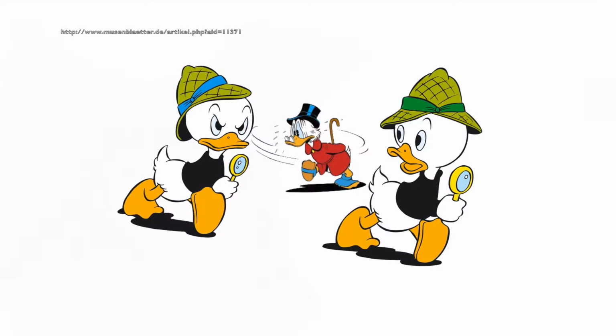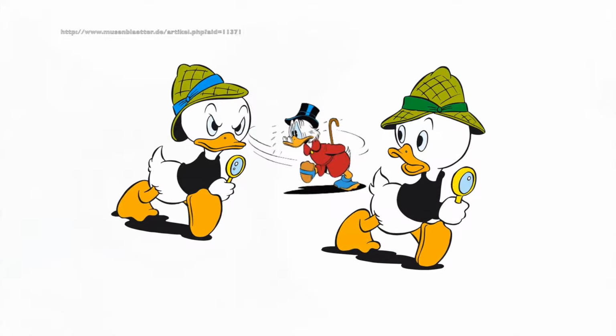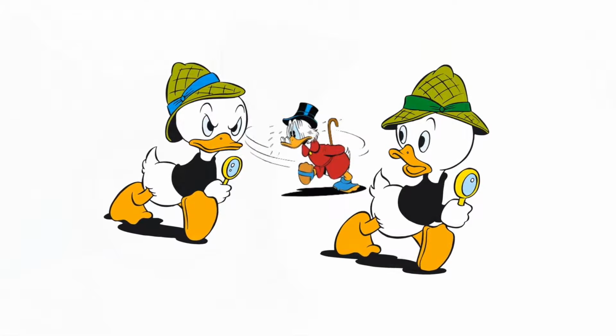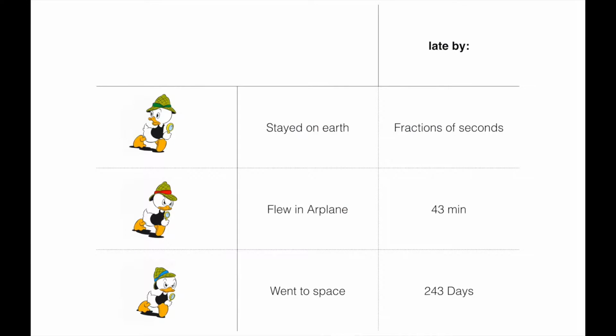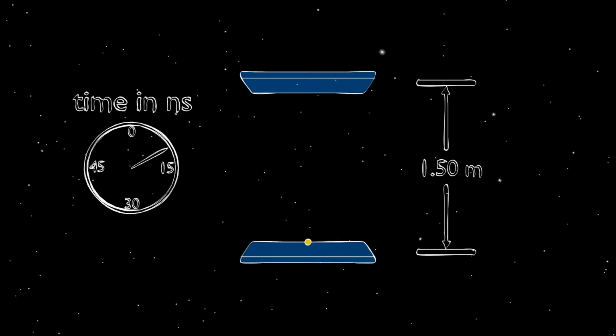Dagobert and two of his already arrived nephews wonder why the clock on the plane had differed from Dagobert's own, while they await the last, who doesn't come. After 243 days of hopelessness, he finally arrives. In order to understand this, we look at how a light clock works.